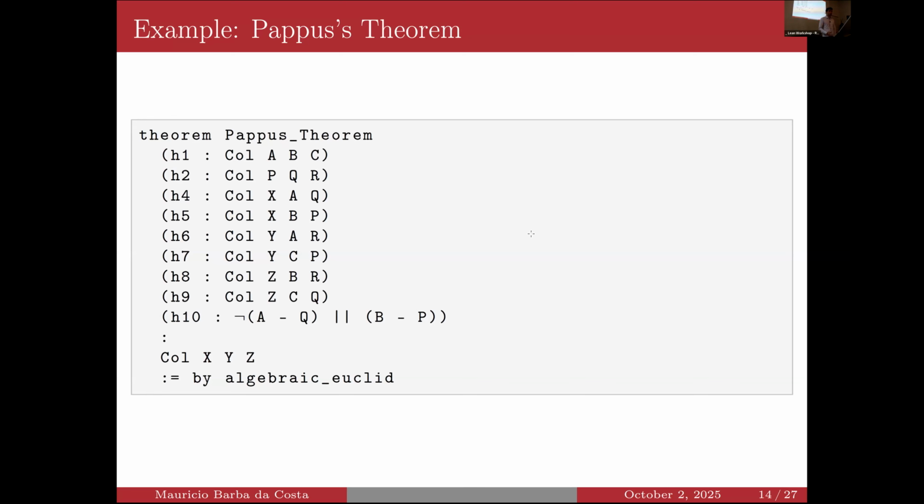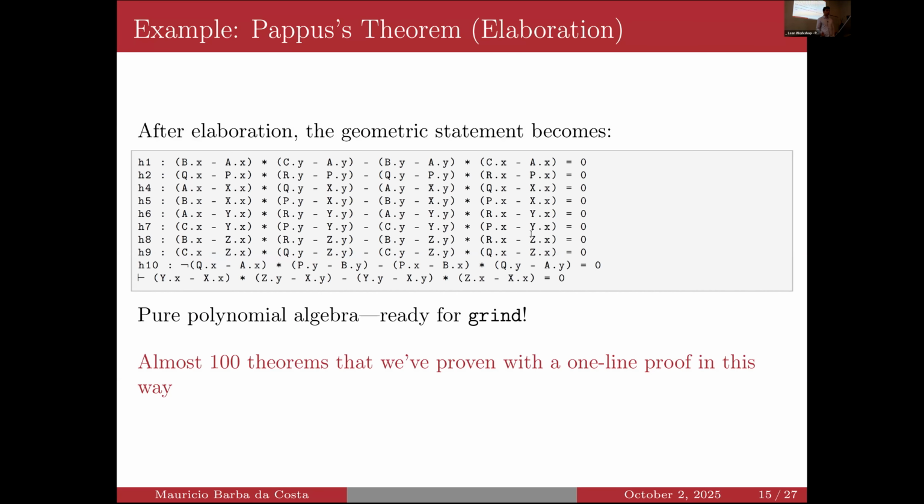Here's something that's more involved. This is Pappus's theorem. This is not in Mathlib. This has a lot of variables. This has this negation even. And surprisingly, grind is still able to deal with all of these things, right? Despite it being kind of a large space. This is what the elaboration looks like. Something very large that hopefully a human would never have to deal with. But it's purely polynomial, and you can just throw the grind tactic at this, and it'll actually solve it. And we have 100 theorems that we've proven with one line in just this way.